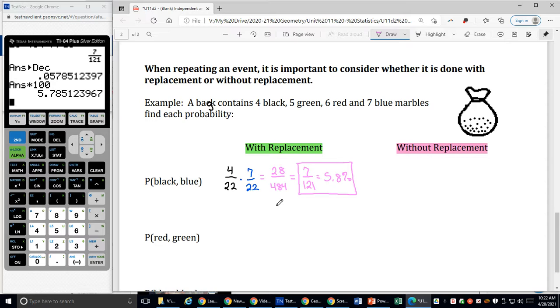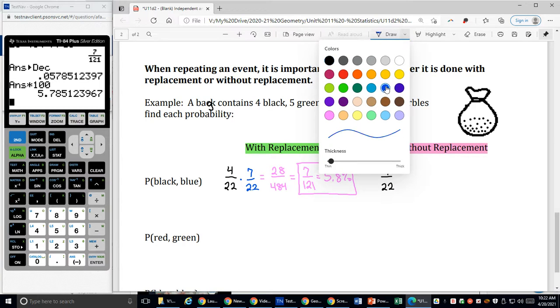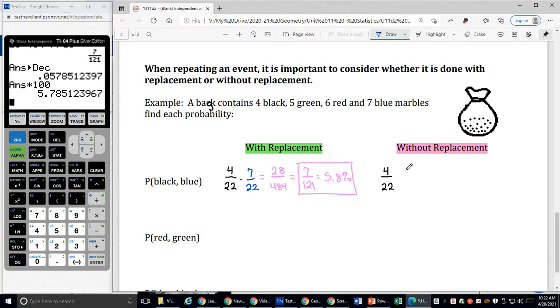Okay, now let's look at without replacement. So without replacement, my probability of getting a black marble the first time I pull a marble out when I'm starting fresh is going to be still 4 out of 22. Okay, but now when I go to pull my blue marble out, there are 7 blue marbles in the bag, but I'm holding on. I've pulled out a black marble already. So I've already pulled out 1 marble, which means now there's only 21 marbles in the bag. So that is going to affect my probability when I multiply these two together.